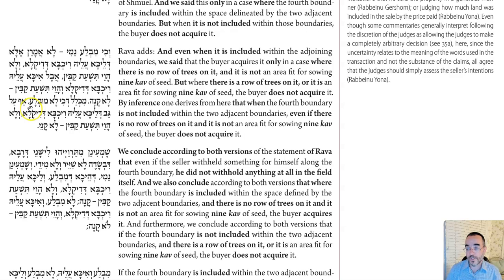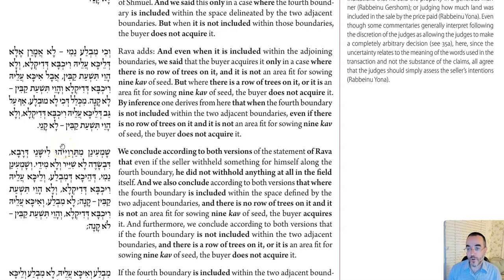it's not subsumed. If it's sticking out, even if there's no trees on it and it's not big enough to plant 9 kav, nevertheless, he does not acquire it. You need both conditions in order for it to be acquired. Both conditions are that it's subsumed and that there is nothing on it. But one or the other, then it would not go through with the sale.